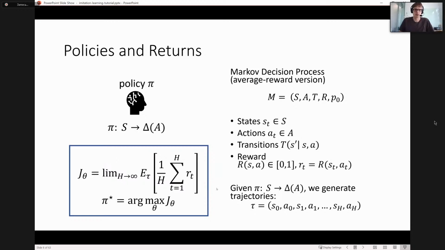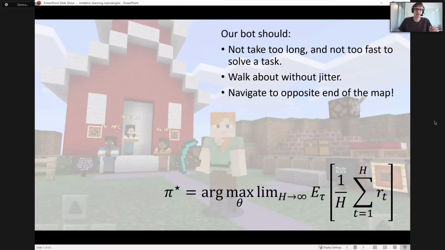And the goal of traditional reinforcement learning is to find the optimal policy. This is traditionally denoted as pi star, and pi star is just defined as the policy that gives me the maximum return, the maximum expected average reward. And so now let's become slightly more concrete. We have all these things that we think our Minecraft bot should do. It should do interesting things. It should not take too long, not too short to solve a task. It should walk without jitter, naturally.